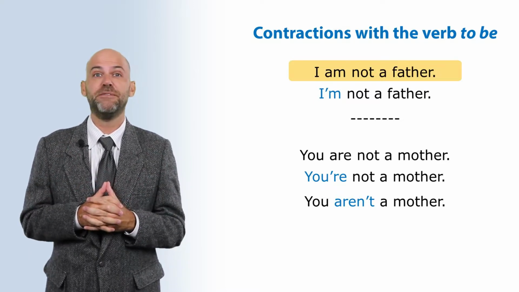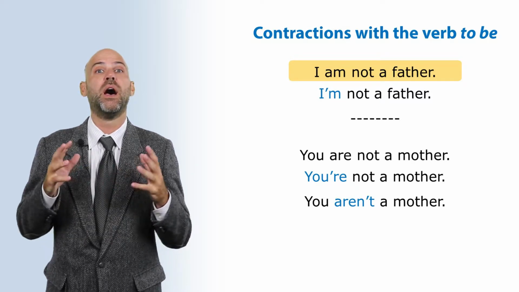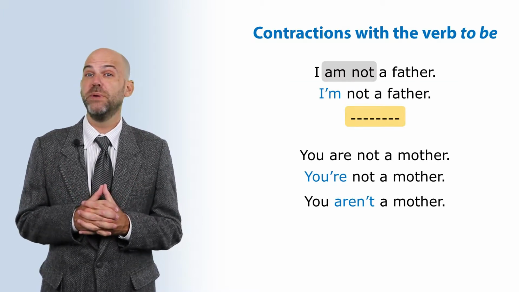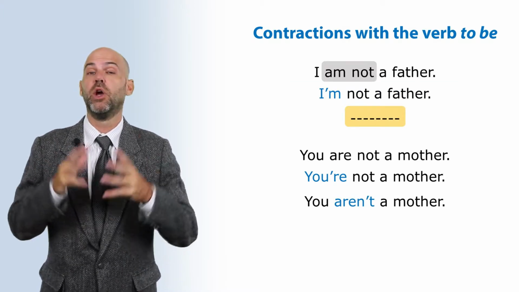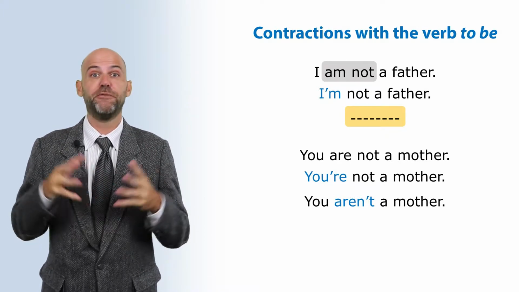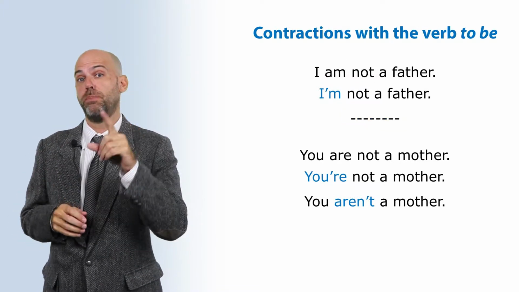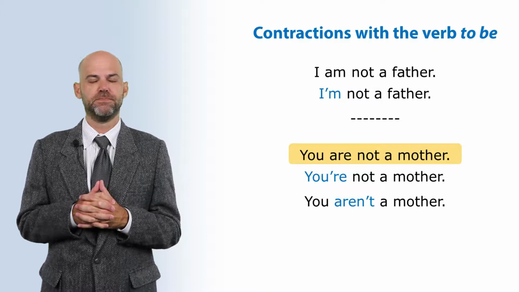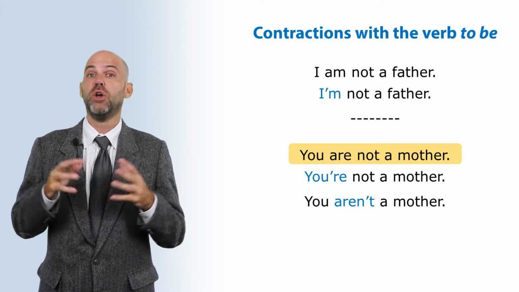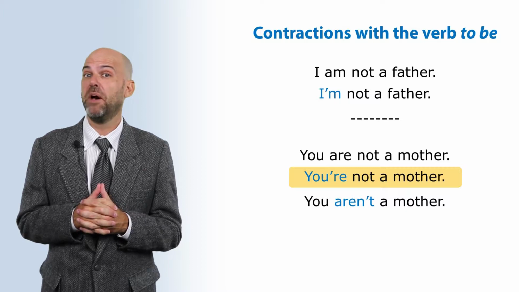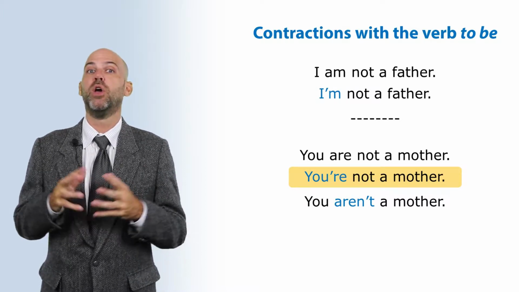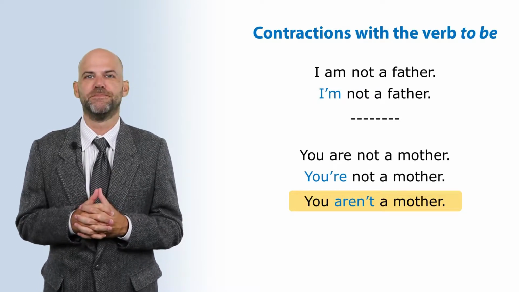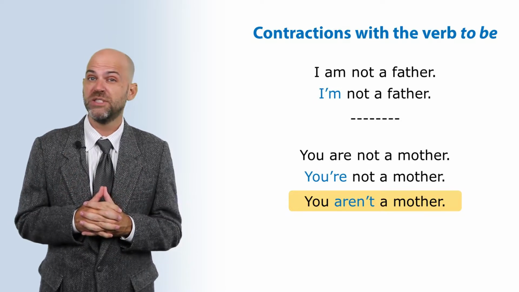I am not a father. I'm not a father. Here, we do not have an example with a contraction. Remember, there is no contraction for am and not. Repeat after me. You are not a mother. You're not a mother. You aren't a mother.